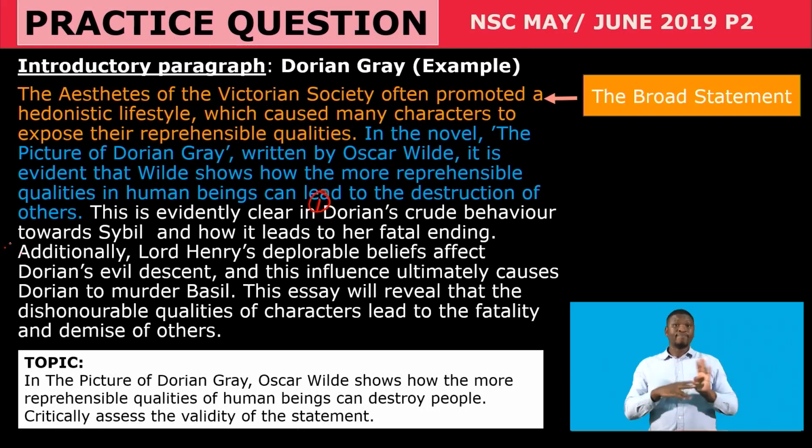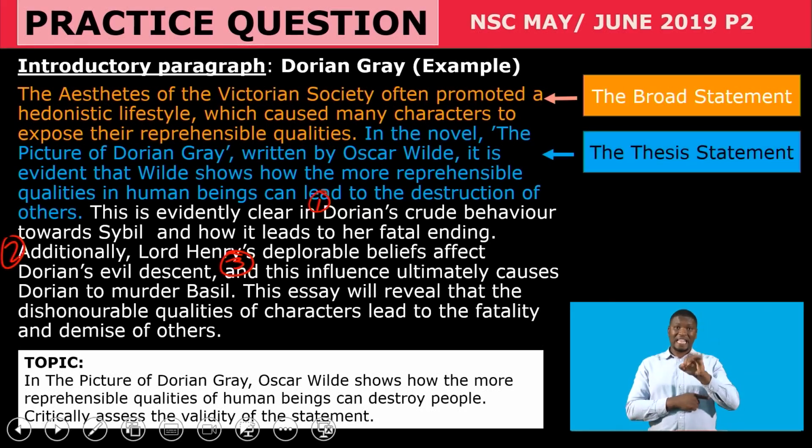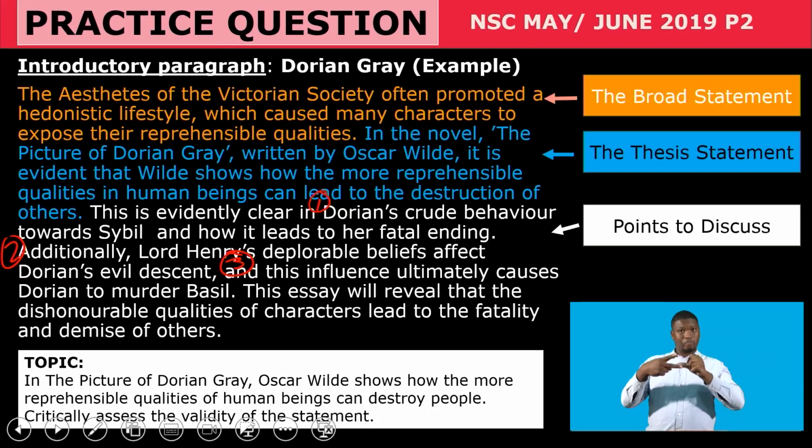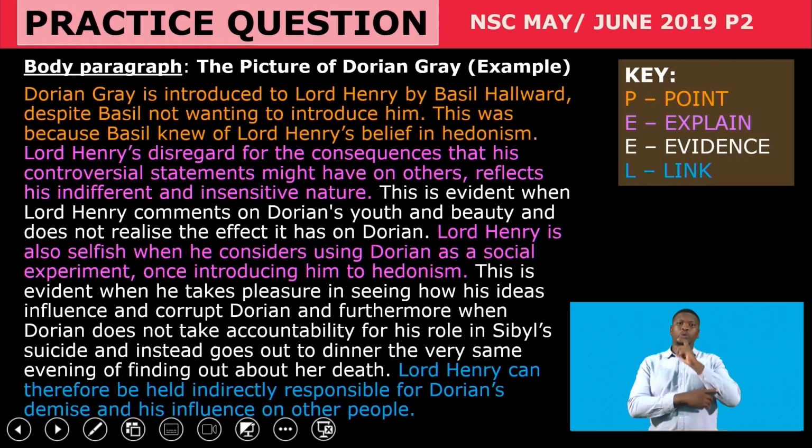This is the second one. Additionally, Lord Henry's deplorable beliefs affect Dorian's evil descent, and his influence ultimately causes Dorian to murder Basil. So this is the third one. This essay will reveal that the dishonorable qualities of characters lead to the fatality and demise of others. So there we have our thesis statement, and here we've got the points to discuss. Now, the body paragraph. Let's use PEEL.